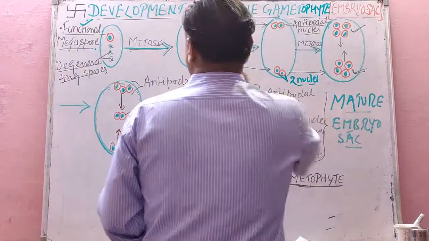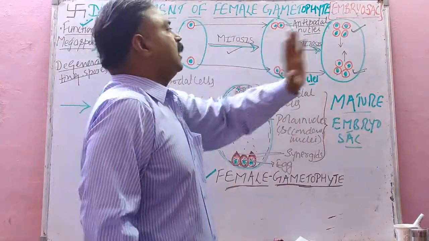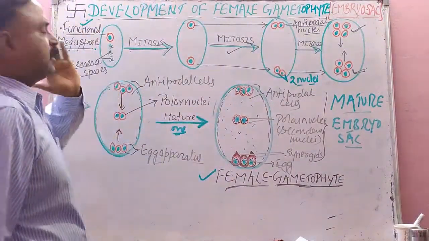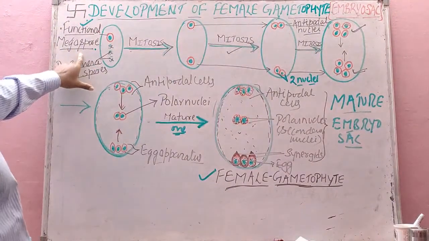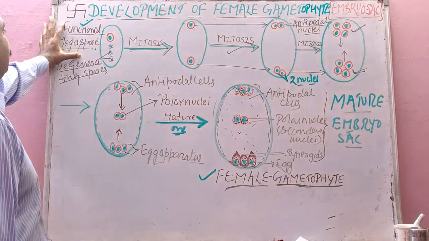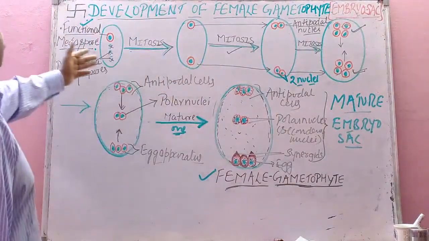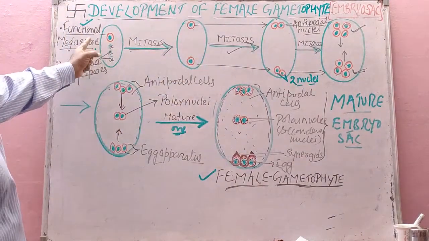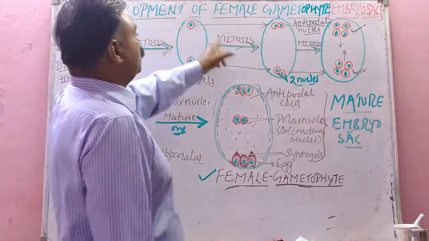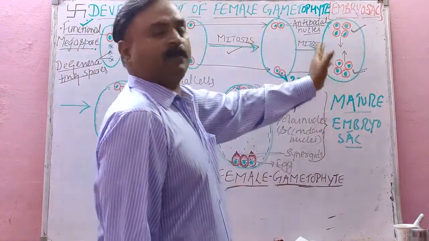So student, let us recap once. The question is development of female gametophyte or embryo sac. The last part of the last question is the beginning of this answer, that is functional megaspore. If you remember, this functional megaspore will behave as mother cell for female gametophyte, other 3 will degenerate, and so it will go for mitosis division to produce 2 daughter nuclei. Again this 2 into 4 and ultimately this 4 into 8, polygonum type.